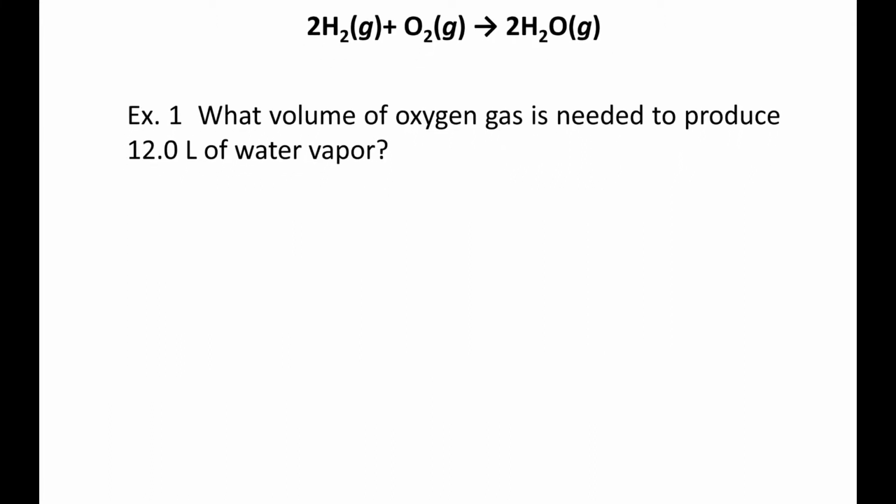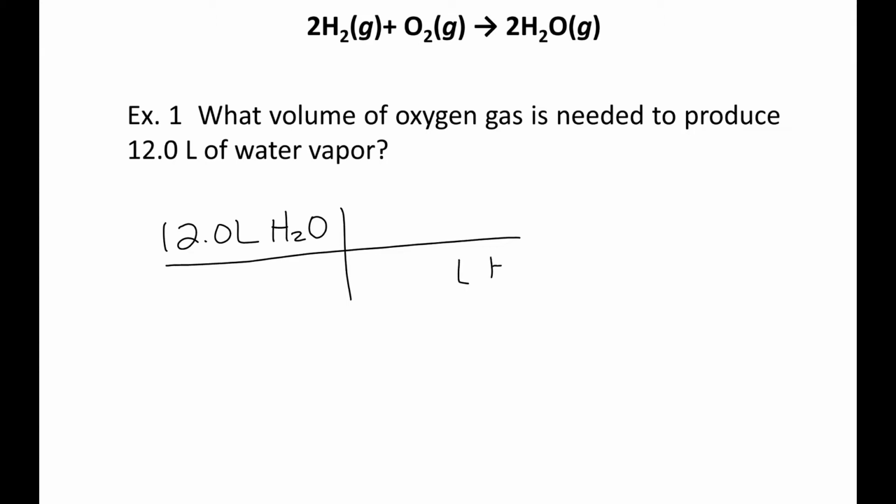Okay. What volume of oxygen gas is needed to produce 12 liters of water vapor? Okay, so we start out with 12.0 liters of H2O. Now, if we were doing moles, we would put the H2O down here, but I'm going to put an L instead of moles. And then we're looking for oxygen gas, so we're going to put the O2 up here. The two numbers come from the equation. So this is 2 for the water and 1 for the oxygen. So this is 12 divided by 2, which is 6.00 liters of O2.